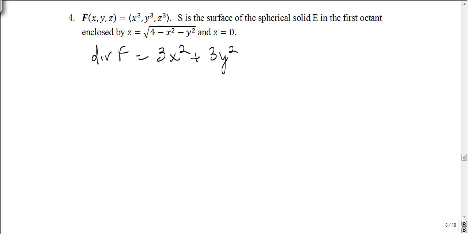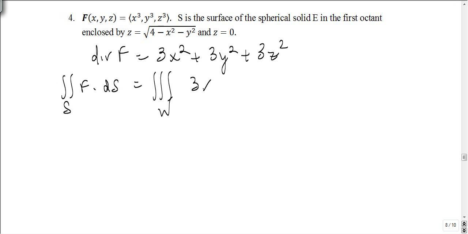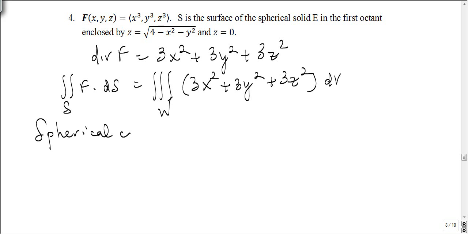Very good. Just looking at what div F is, remember that x squared plus y squared plus z squared is rho squared, in spherical. Set it up. The double integral over S of F dot dS is a triple integral over W of 3x squared plus 3y squared plus 3z squared dV. So as you said, we are going to use spherical coordinates.